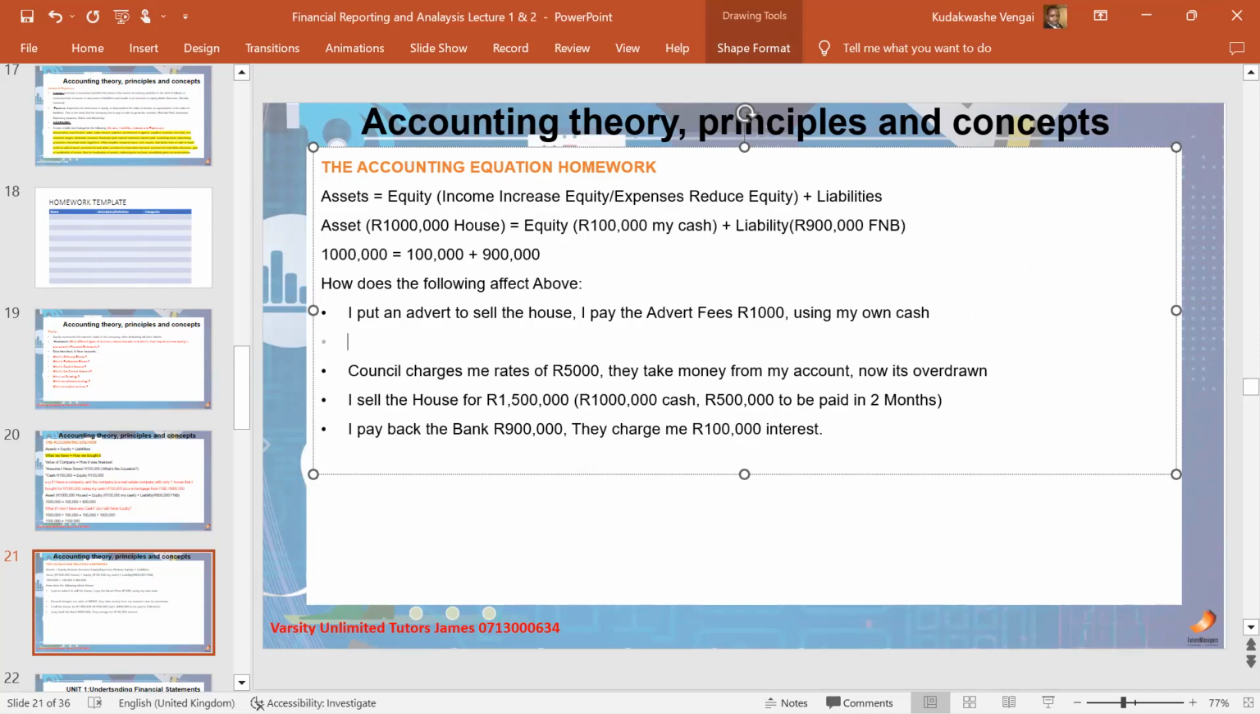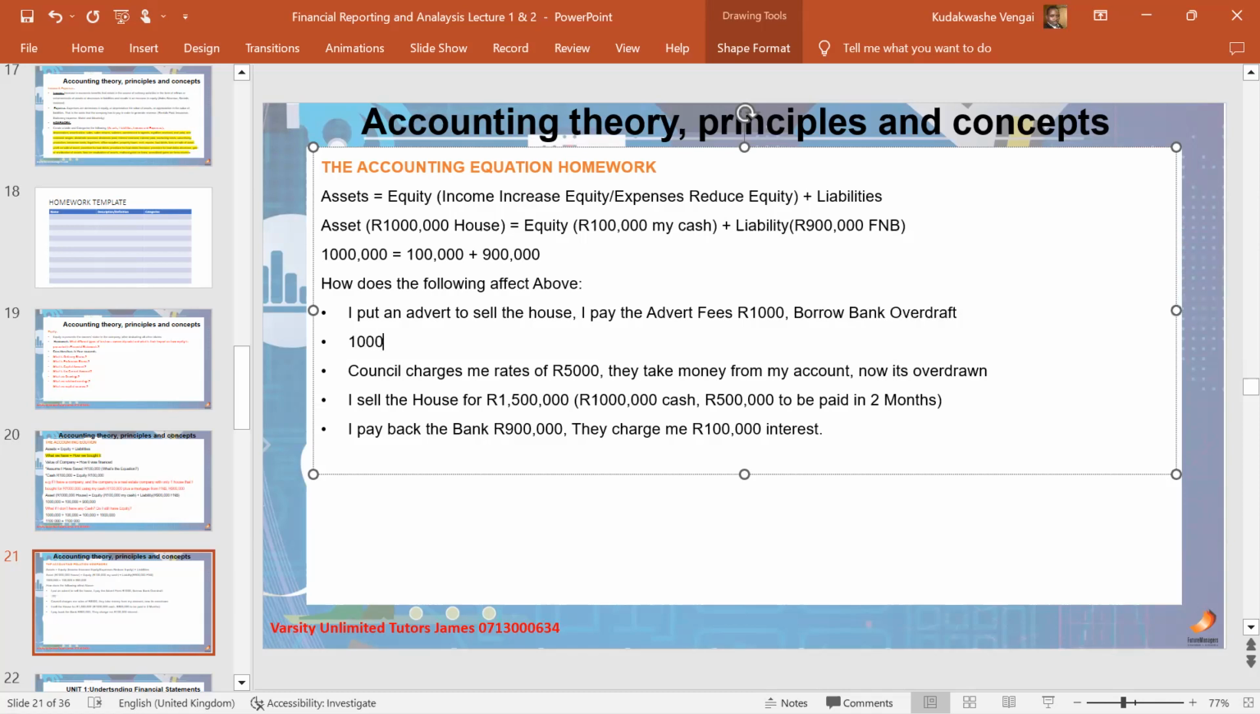So maybe I've got some cash that I can get from a relative or something that I can put into the account. Or, because I don't have it in my bank account, I can go and borrow, maybe from the bank again, an overdraft. Maybe I overdraw the account. So if I overdraw the account to put this advert, what have I done?